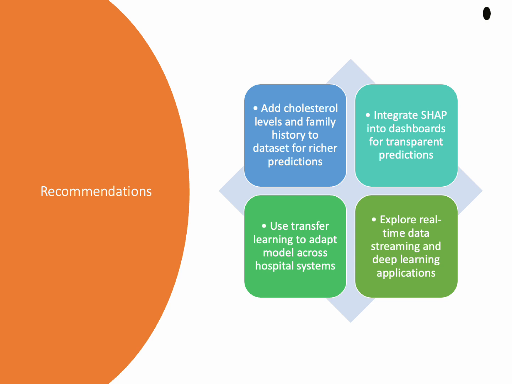Going forward, I recommend adding more features to the dataset, such as cholesterol levels and family history of stroke, which could further improve accuracy. Incorporating SHAP values into the dashboard will enhance explainability and transparency, helping clinicians understand which variables drive risk predictions. In addition, exploring transfer learning methods could make the model more adaptable across hospital systems. The future of clinical decision support lies in explainable, adaptive AI models that can be tailored to local patient populations.